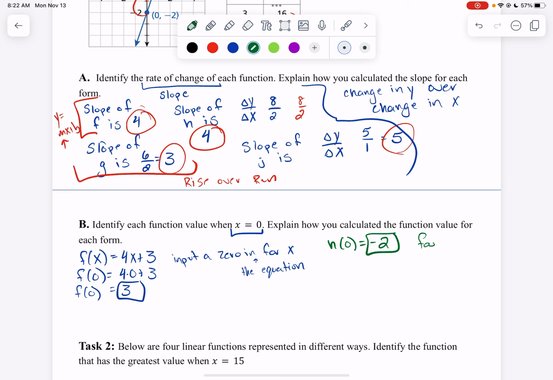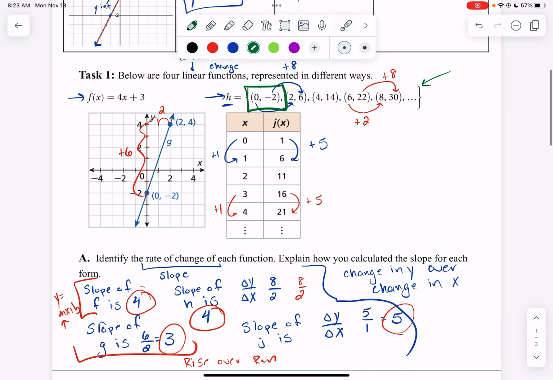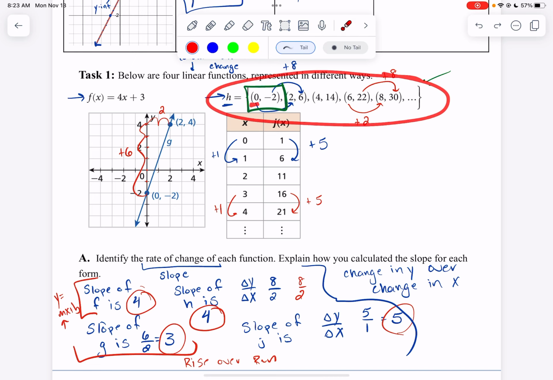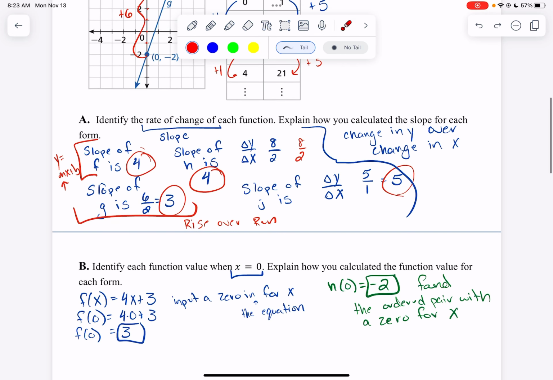What did we do? Found the ordered pair with a 0 for x. So we found the ordered pair. We found the thing in this list that had a 0 for x. And that tells me that because, again, we want x to be 0 down here.